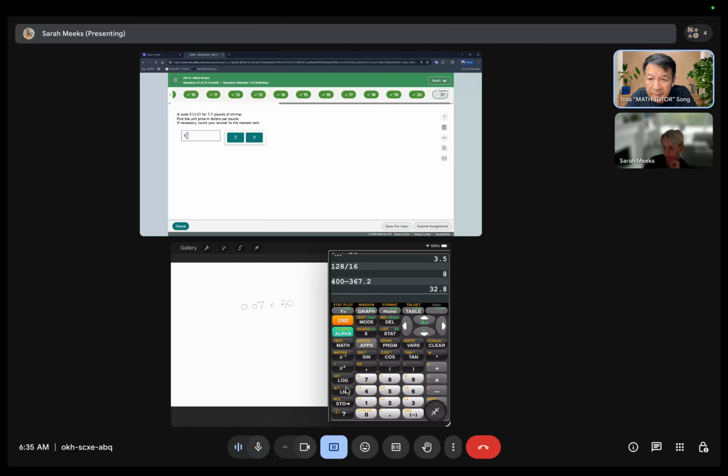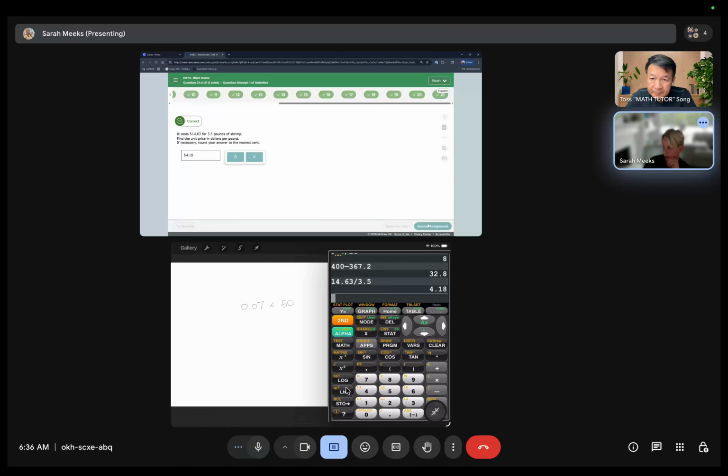It costs this much for this many pounds of shrimp. Find the unit price. Dollar per pound. That means you have to have the dollar first divided by 3.5. Okay, you okay with that? So it'd be 14.63 divided by 3.5. Okay, this is perfect because it's exactly 18 cents. Yeah, $4.18. Okay, good.